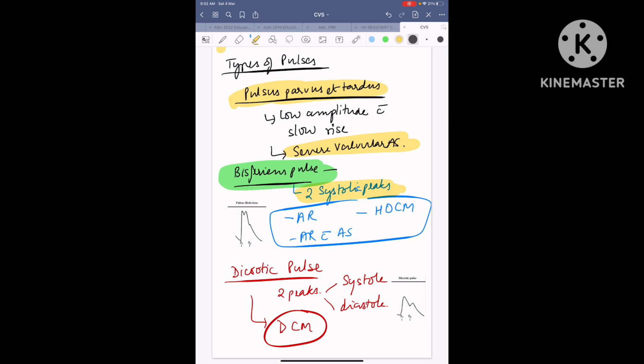Now, pulsus parvus et tardus. It's known as a low amplitude pulse with a slow rise. Where do you see it? In severe valvular aortic stenosis.